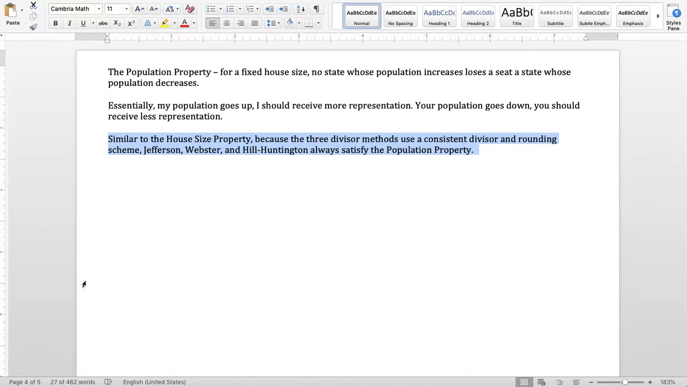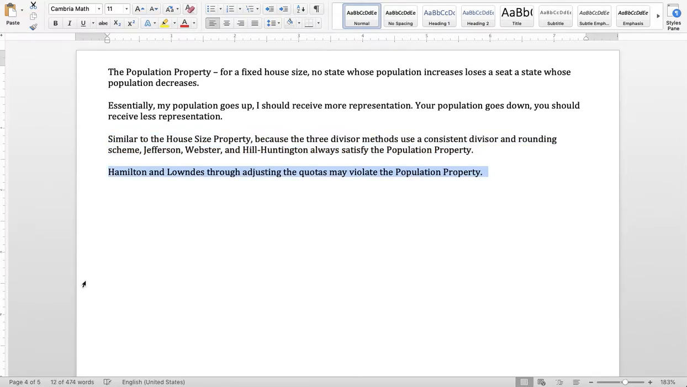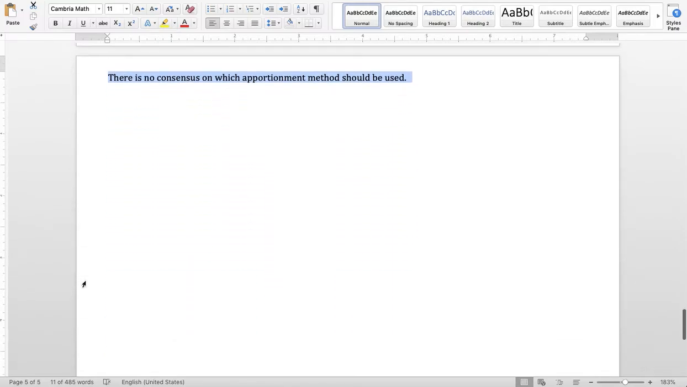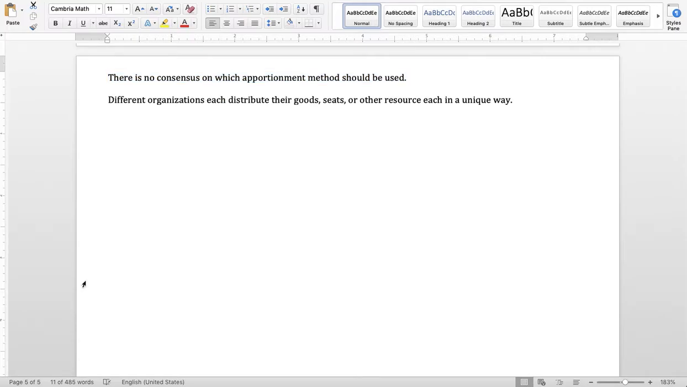Just like the last one, our 3 divisor methods, Jefferson, Webster, and Hill-Huntington, always satisfy the population property. We have one divisor that applies to all and a consistent rounding method that applies to all quotas. Conversely, Hamilton and Lowndes, because sometimes we have different ratios, sometimes we round up, sometimes we round down, through adjusting the quotas, may violate the population property. Putting this all together, there actually is no way to say this is the best apportionment method that we should be using. Something always violates one of those three properties.